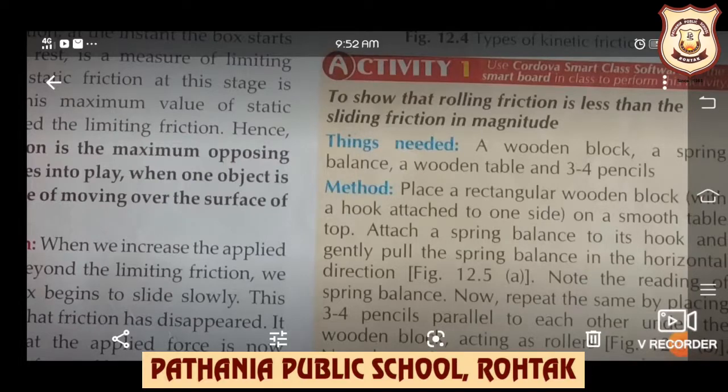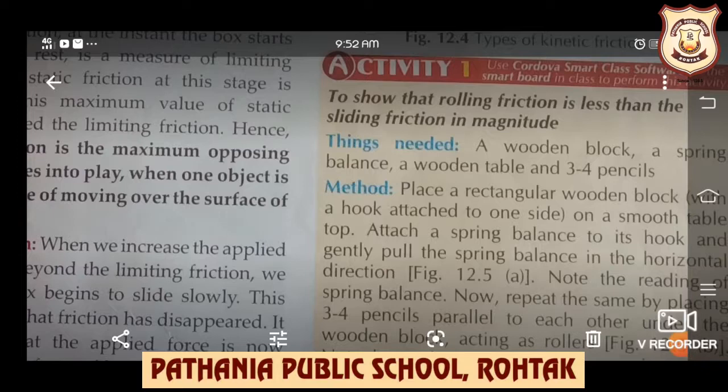Now let's discuss Activity 1. What is this activity about? This activity is showing that rolling friction is less than sliding friction in magnitude. I told you in the previous lesson also that magnitude means numerical value. So how can we prove that rolling friction is less? देखिए बेटा, किसी चीज़ के नीचे रोलर्स लगे हैं, वो रोलिंग है, उसको मूव करना बहुत आसान होता है. लेकिन एक हैवी ऑब्जेक्ट जिसके नीचे रोलर्स या व्हील्स नहीं लगे, उसको मूव करना is quite difficult. So this simply shows that sliding friction is more than rolling friction. और यही हम इस एक्टिविटी में डिस्कस भी करेंगे.